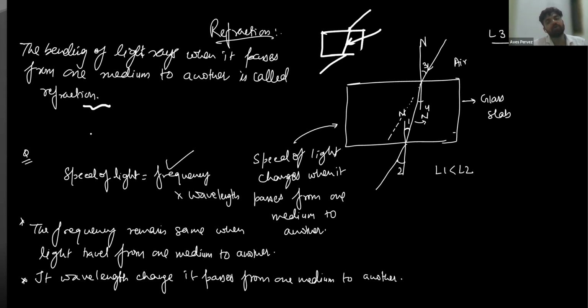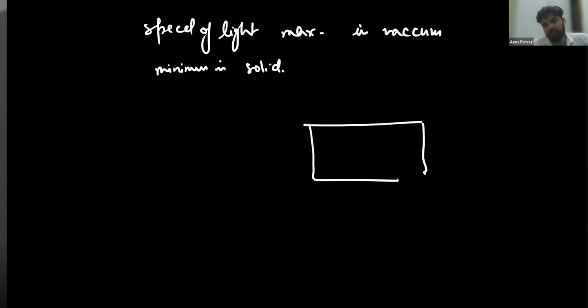One thing you need to keep in mind here is the speed of light. When the light is moving from one medium to another medium, the speed of the light decreases. You know that the speed of light is maximum in vacuum, and minimum in solids.